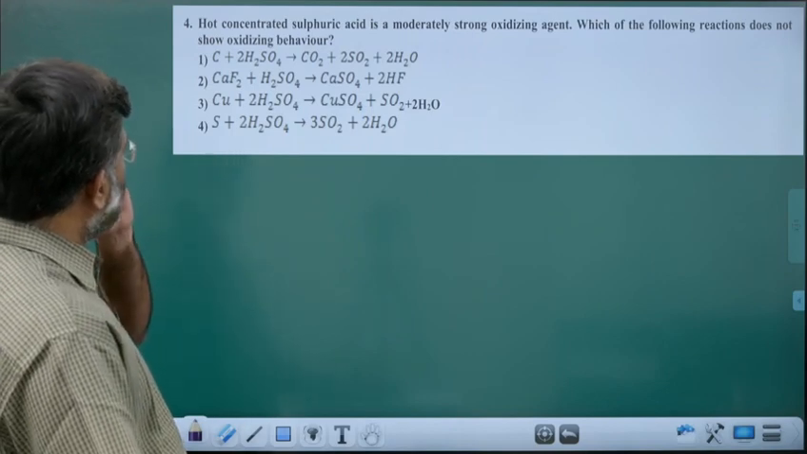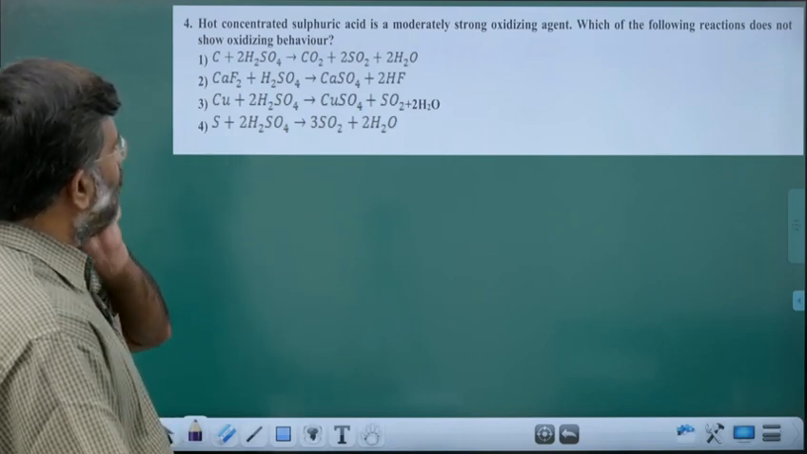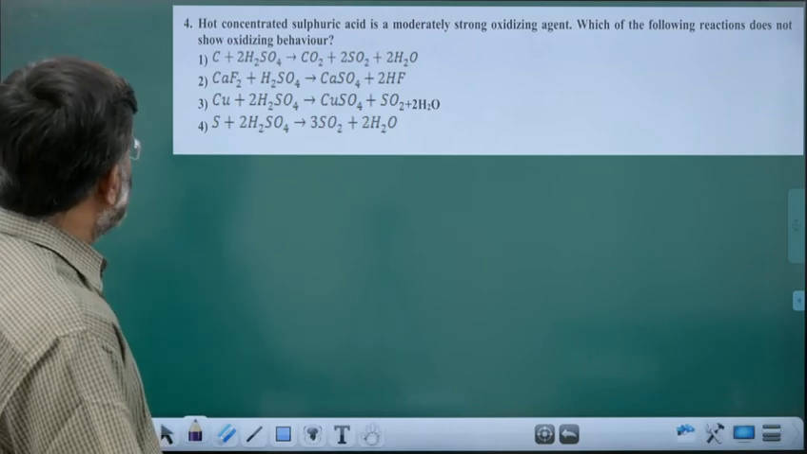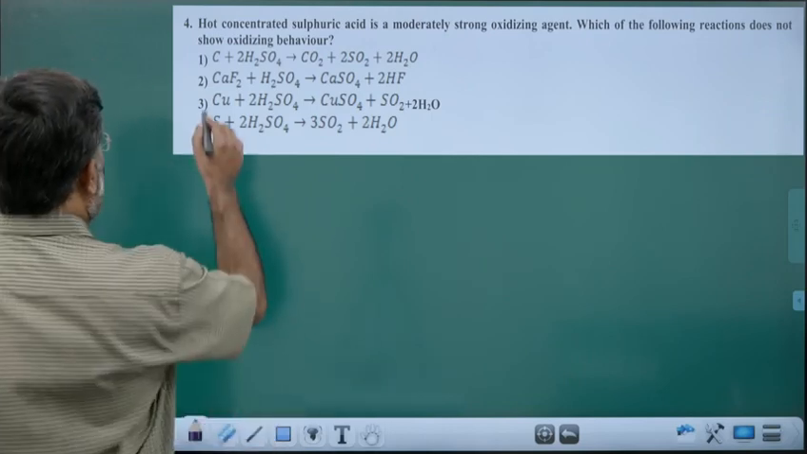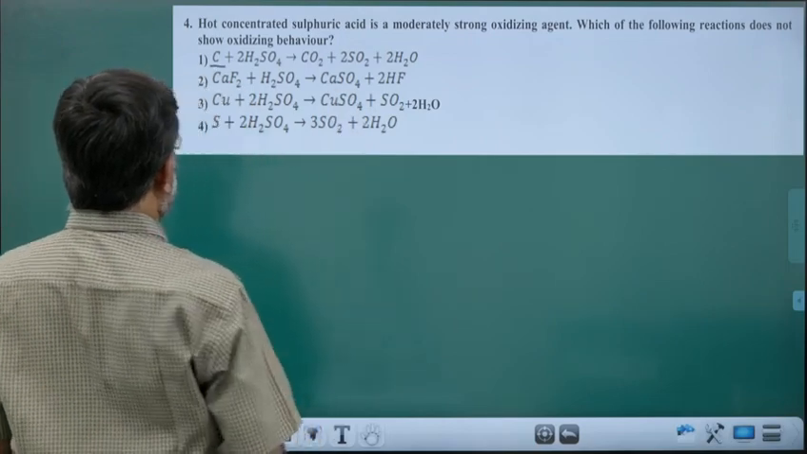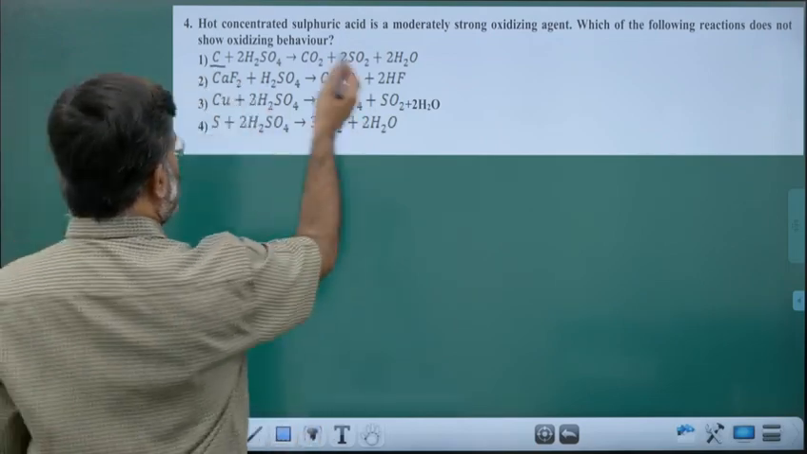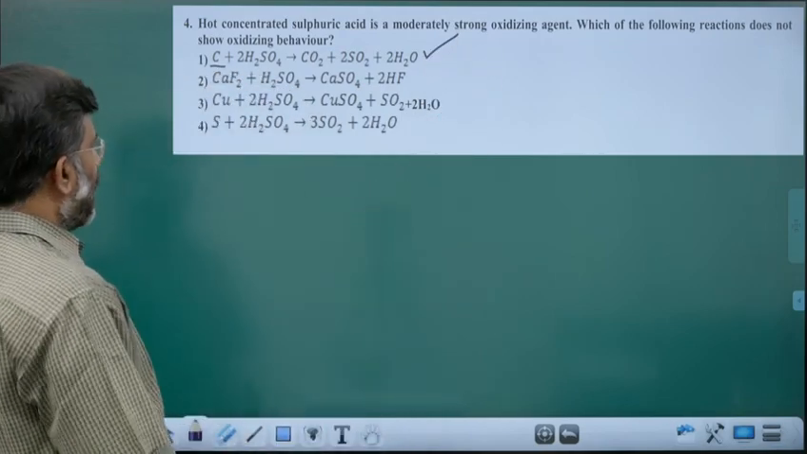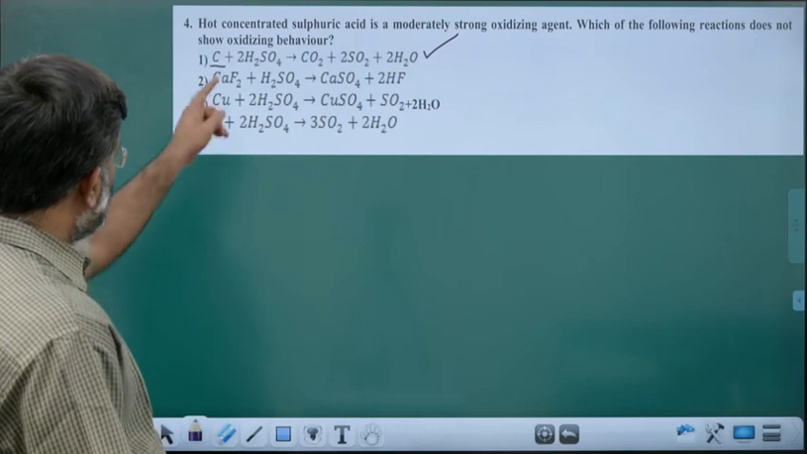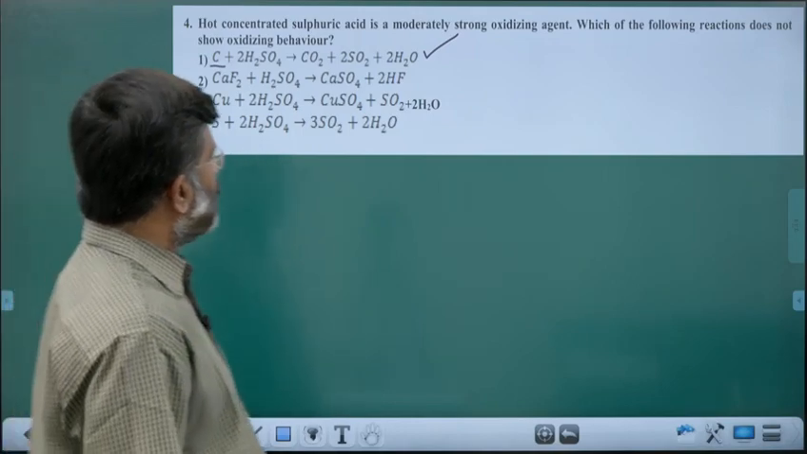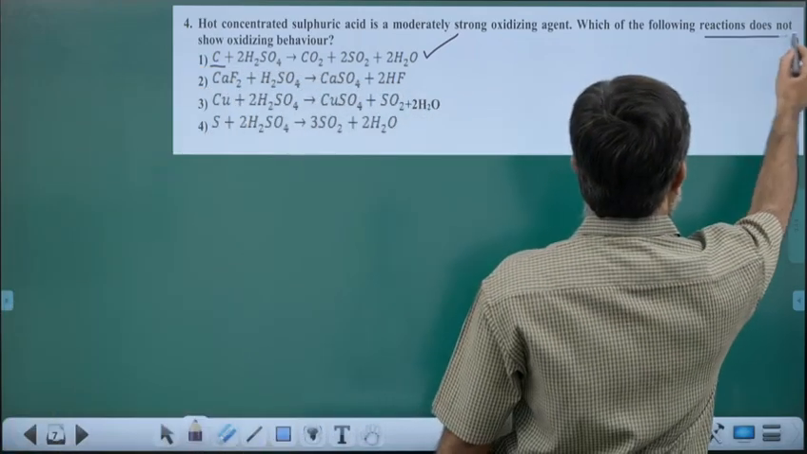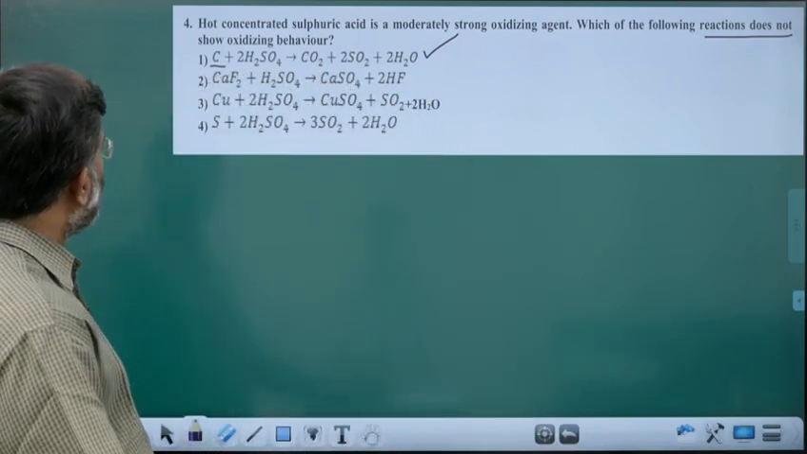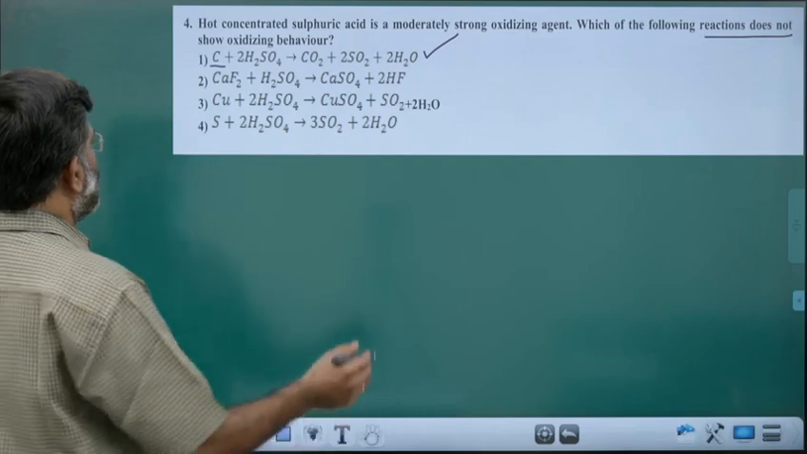Hot concentrated sulfuric acid is a moderately strong oxidizing agent. We want the reaction which does not show oxidizing behavior. See, carbon is oxidized to carbon dioxide and sulfuric acid is reduced to sulfur dioxide. That is acting as an oxidizing agent. So reaction 1 is acting as an oxidizing agent. And the answer is the second one.